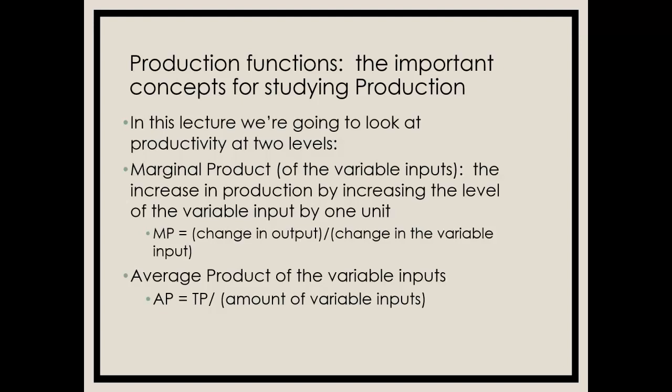Another way we're going to look at production, in addition to total product and marginal product, is something called average product of the variable inputs, where we take the total product and divide it by the full amount of the variable inputs. Make sure you know the difference between these two formulas. Marginal product is the change in output divided by the change in the inputs. Average product is the total output divided by the amount of the variable inputs.